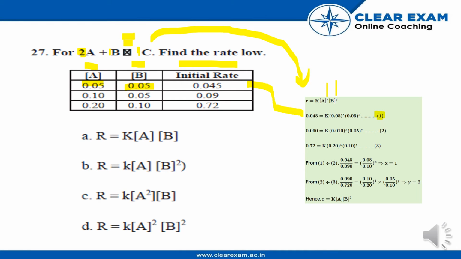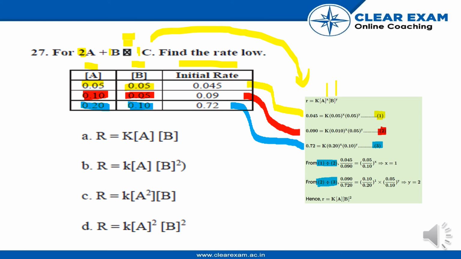Further we will say that the initial rate is this. For this we have A as this, B as this. We will say it as our third equation. Then for the final rate, from these equations, the initial rate of the last equation is 0.72, and A becomes 0.02 and B becomes 0.1, which is the third equation. So we are just simply dividing the first equation with the second and the second with the third. Nothing else we are doing, we are just dividing these equations with each other.